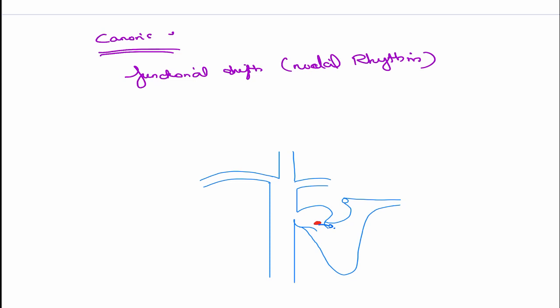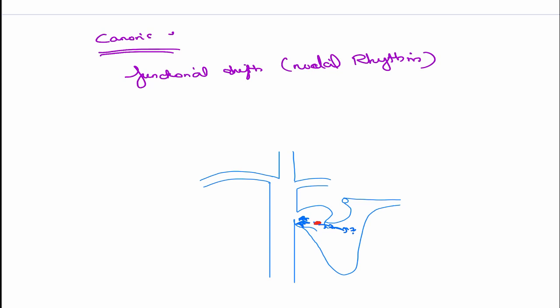It has to control both ventricles and the atria. Earlier the SA node controlled the atria and the AV node controlled the ventricle. Now the AV node is controlling the ventricle as well as the atria. So both will contract together at the same time.